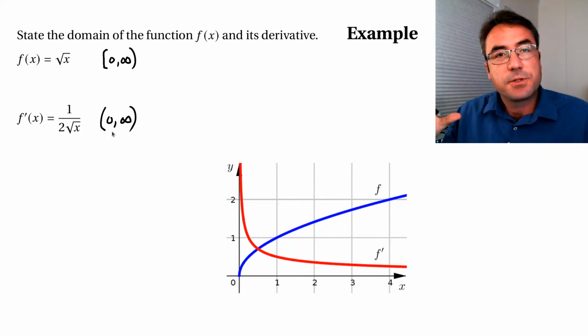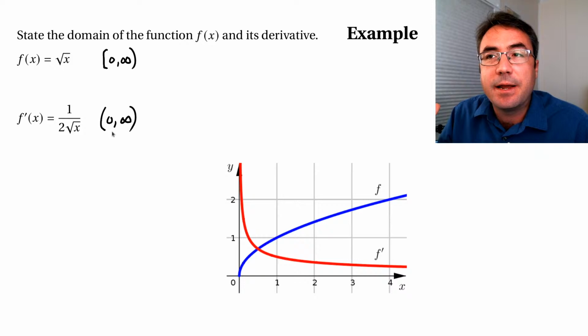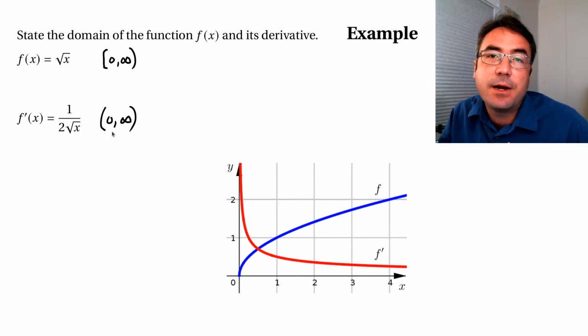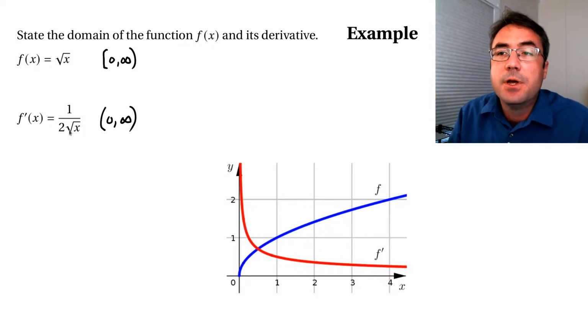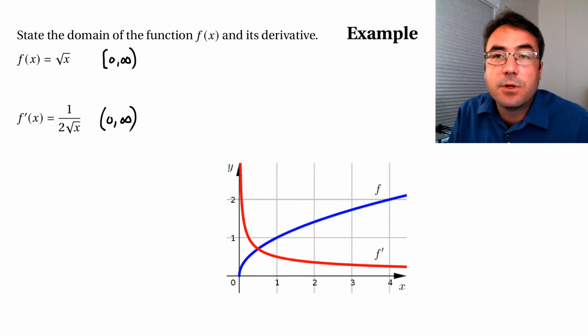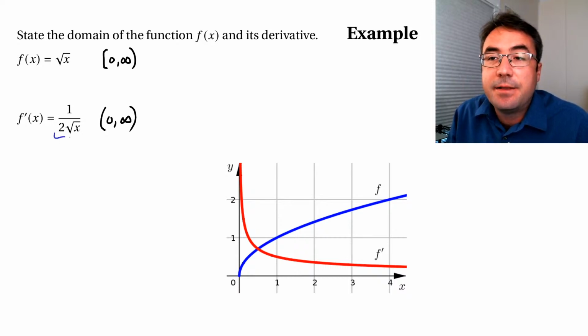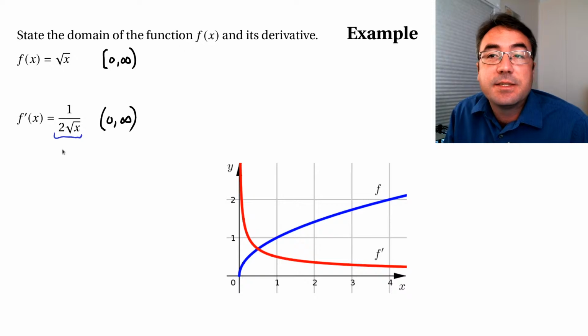So let's look more specifically at what's happening. Why are we throwing x equals 0 out? Well, one reason is because we're looking at this function, and this function is just undefined at x equals 0.